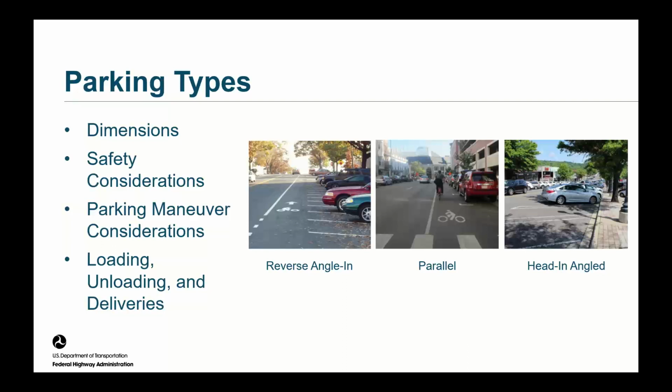Some downsides, the doors, in contrast to reverse angled in, open into the travel or the bike lane. The sight lines can be not as good. There can be some interference in the bike lane. And in practice, it's often still difficult for trucks to access the curb space. The third type, head-in angled, talking about around 17 feet minimum. It requires less maneuvering on the entry into the spot.